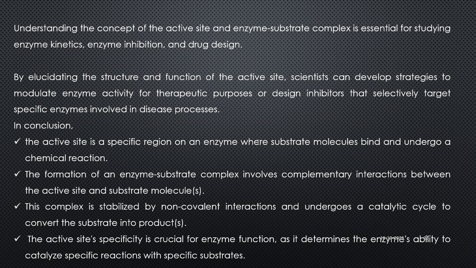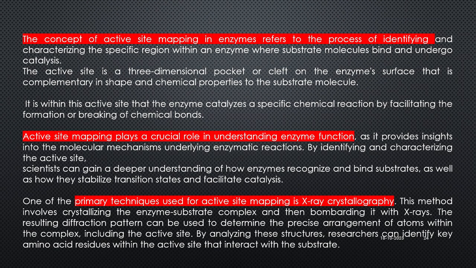So these are the concluding remarks. The active site is a specific region where substrate molecules bind and undergo chemical reaction. The formation of the enzyme substrate complex involves complementary interaction between the active site and substrate molecules. It is stabilized by non-covalent interactions, whereas catalysis converts the substrate into product. And the active site specificity is crucial for enzyme function, and it determines the ability for catalytic functions. The concept of active site mapping I will teach you later on.